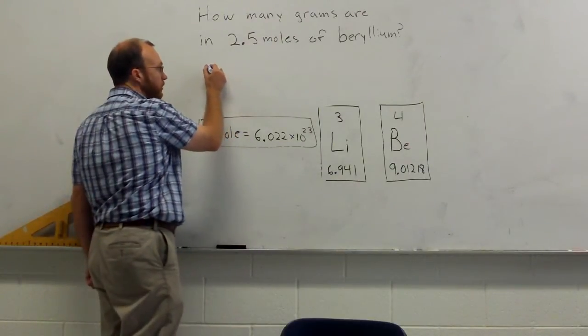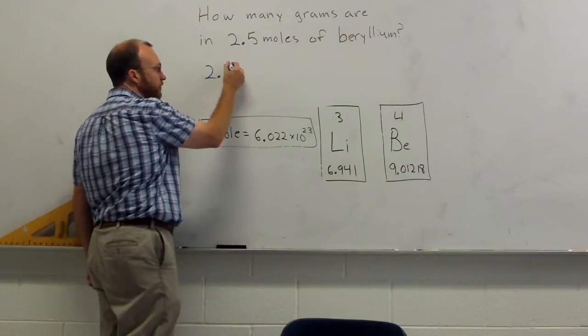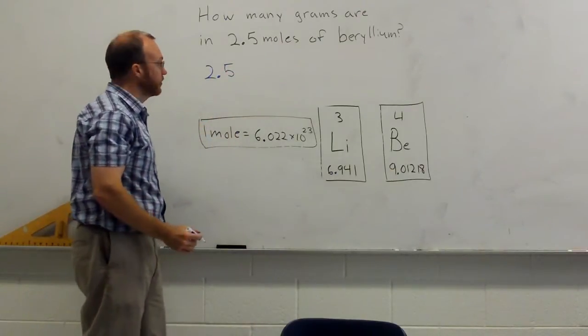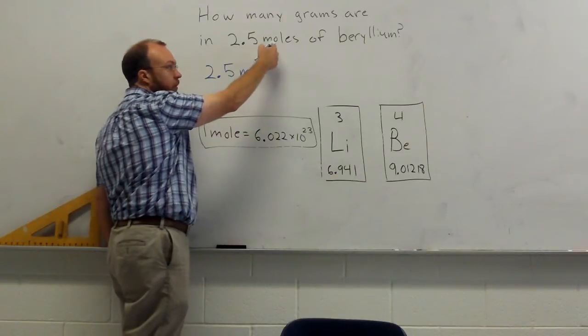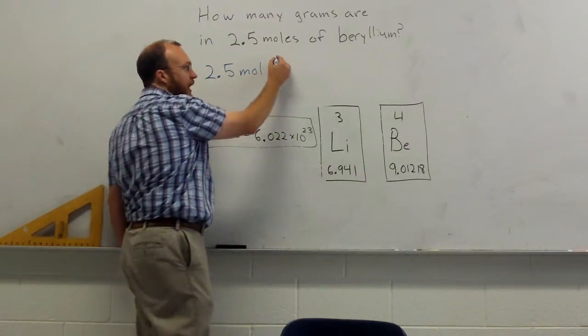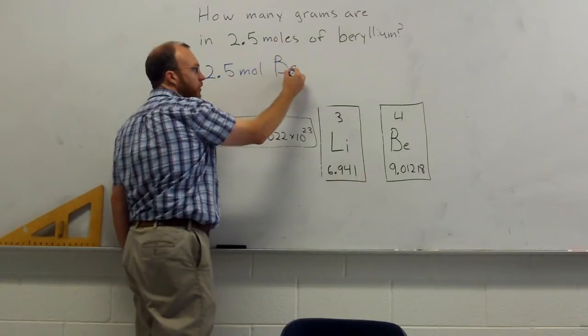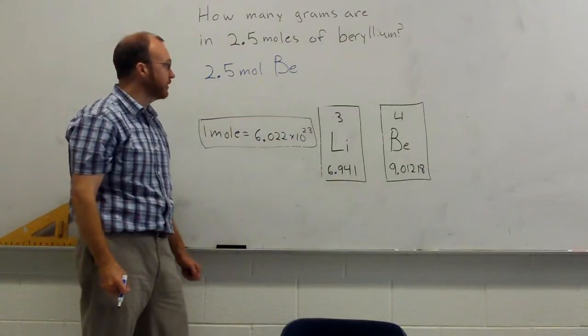So start with the number you know. Be real specific when you write it down. Write down the number with its significant figures. Write the unit. Remember, we abbreviate moles, M-O-L. And I like to write the symbol for what we're looking at. So in this case, beryllium is Be.